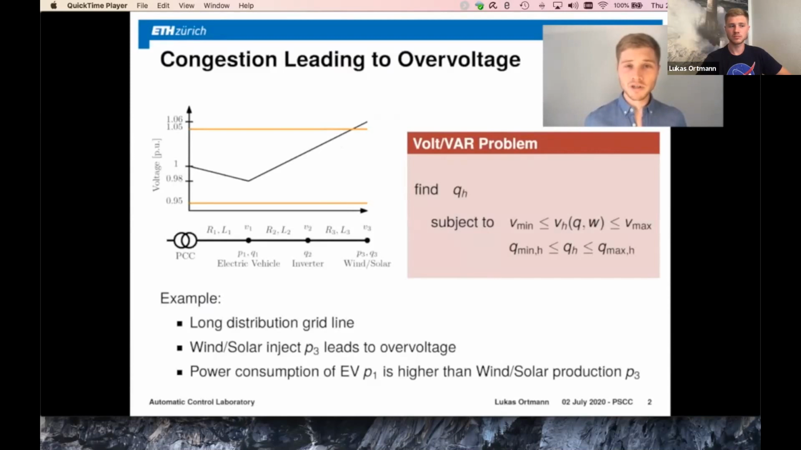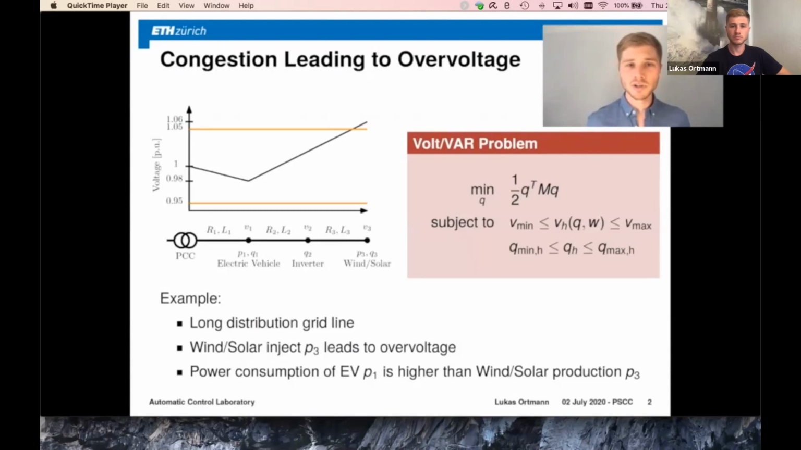There are many combinations of reactive power set points that can achieve this. We're only interested in finding the following one. We're trying to find the one that minimizes a certain cost function. And for example, by choosing M, we could share the workload on the different inverters. So we would just say that M is a matrix that is the inverse of the maximum reactive power capabilities, and then every inverter would need to pitch in with the same percentage of its maximum capabilities.